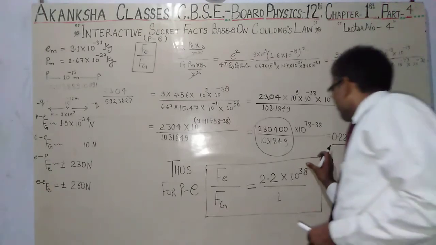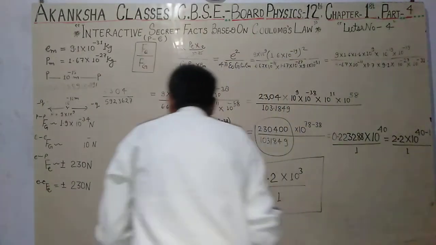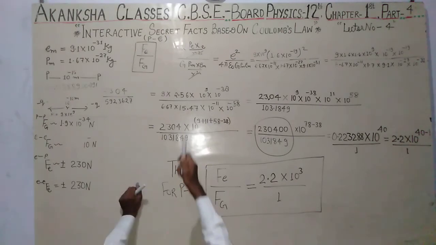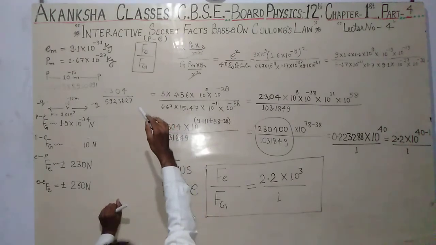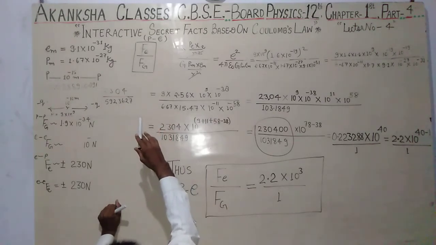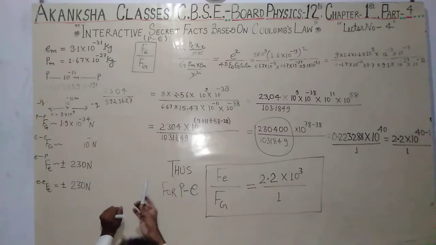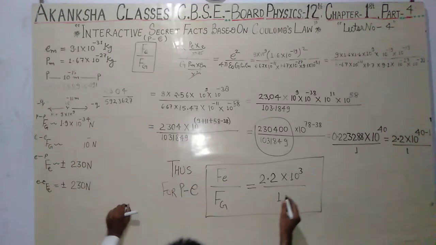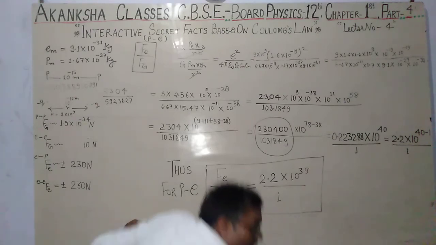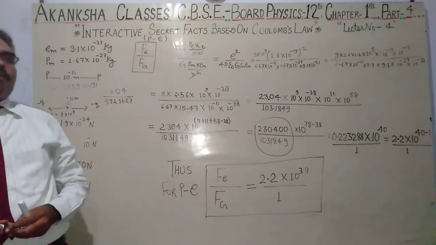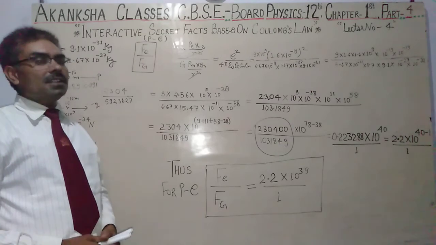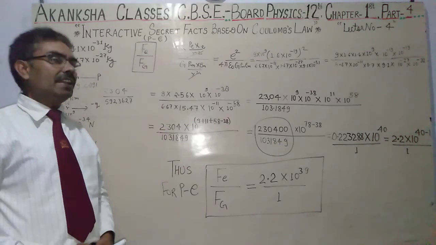Thus we get the required value of the dimensionless ratio between the electrostatic force between one proton and one electron to the gravitational force between one proton and one electron, that is 2.2 into 10 power 31 by 1. Now we can decide how important the use of these forces is in our life as well as in technological fields.